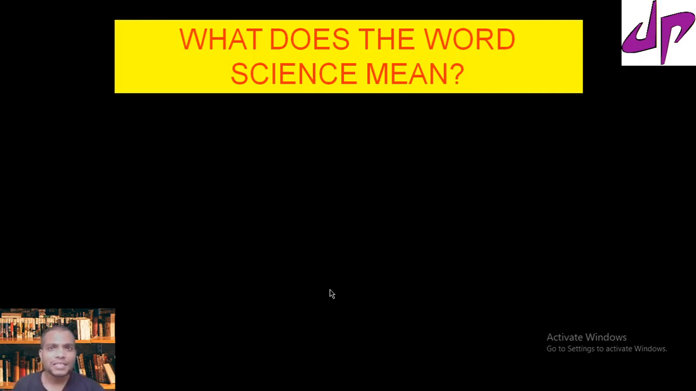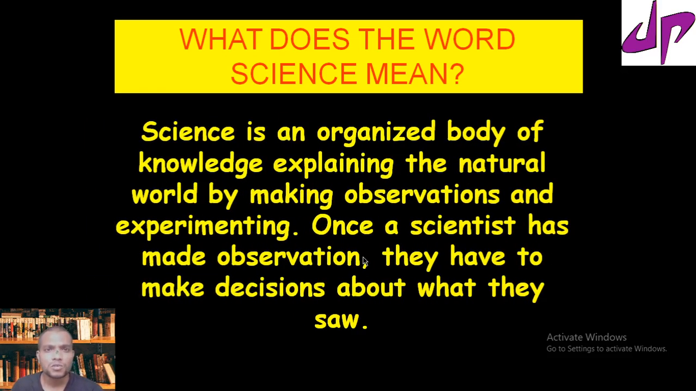Now, what does the word science mean? Here we made so many observations, and from those observations we need to get some conclusion. So here we are taking the help of science. What does the word science mean? Science is an organized body of knowledge explaining the natural world by making observations and experimenting.